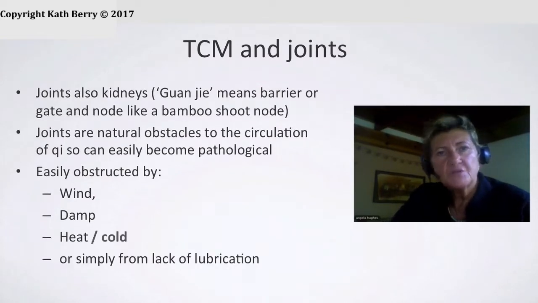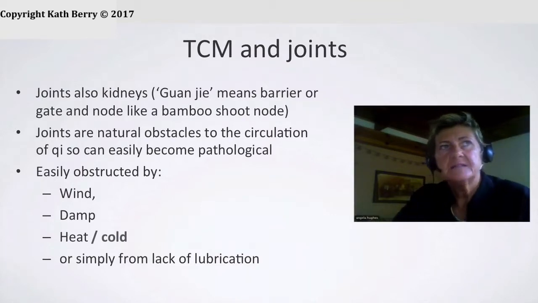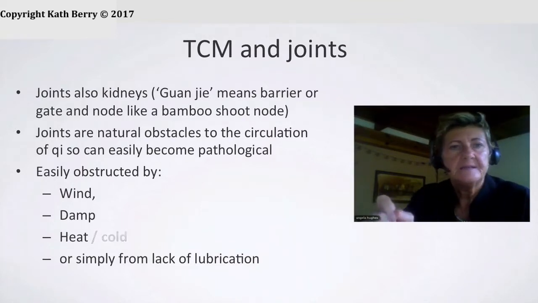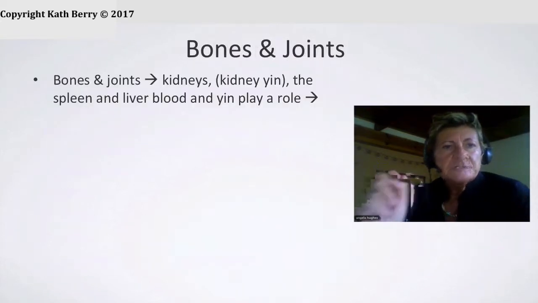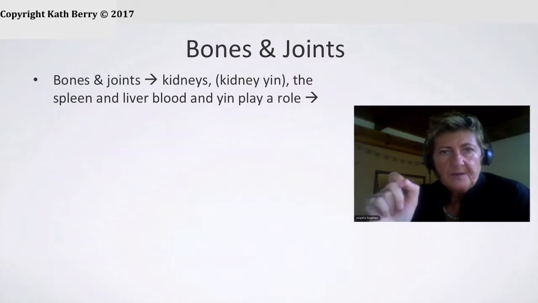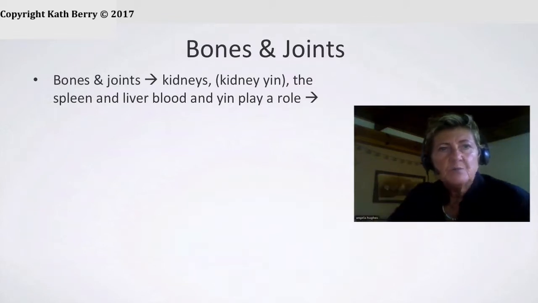But the joints can also be affected simply by a lack of lubrication, i.e. the decline of the liver and the kidney yin. So the spleen and the liver blood and the liver yin also play a role in ensuring the strength and mobility of the joints and the surrounding tissues.